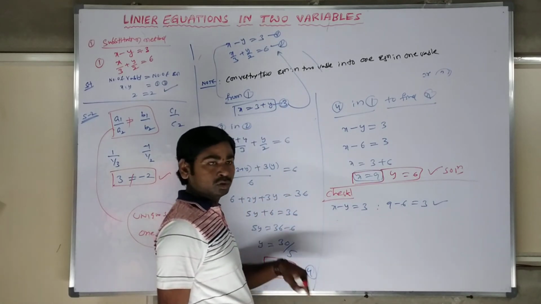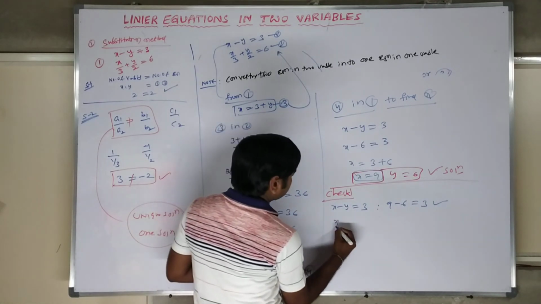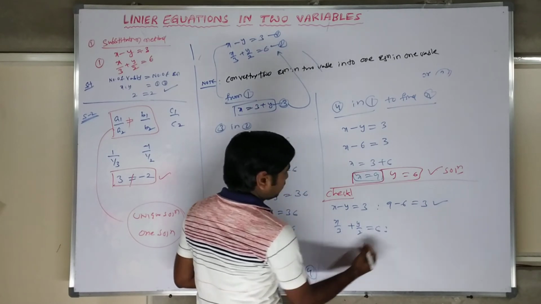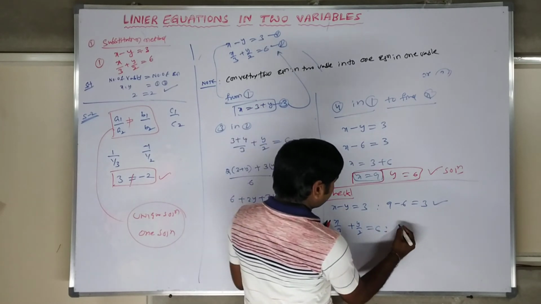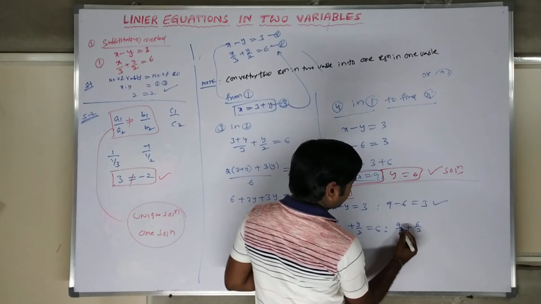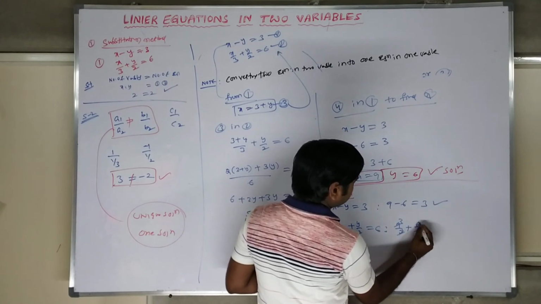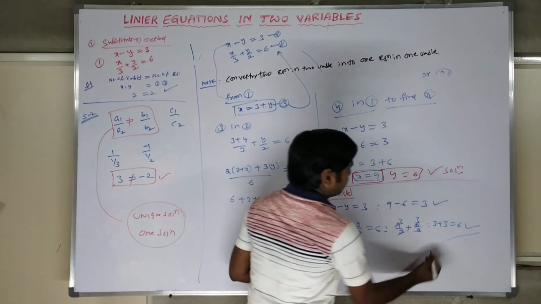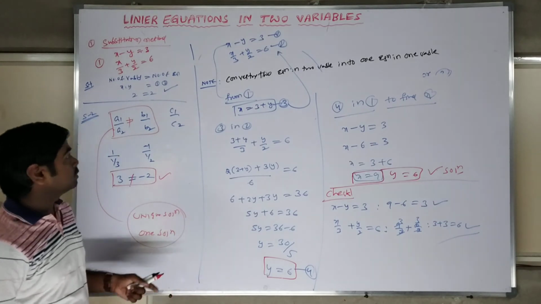Not only one, I told you the second also. Check it out: x by 3 plus y by 2, it must be 6. x by 3 means, what is the x value? 9 by 3 plus 6 by 2. 9 by 3 means 3, and 6 by 2 means 3. So 3 plus 3, the answer is 6. Same, correct. So this is again a checkpoint.